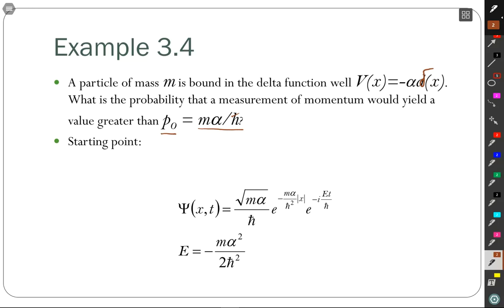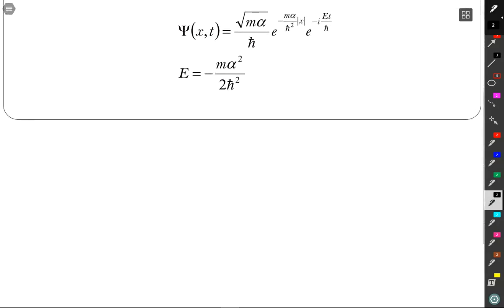Okay, so our starting point is those are the solutions that we've already found. So we're not going back and redoing a problem. We're just going to go forward from there. And so the first question is, how do I find the probability that a measurement of momentum is greater than something? How do I find that? Let's go back, long time ago, the way back machine. If I wanted to find the probability of a particle being between A and B in position space, how did I do that?